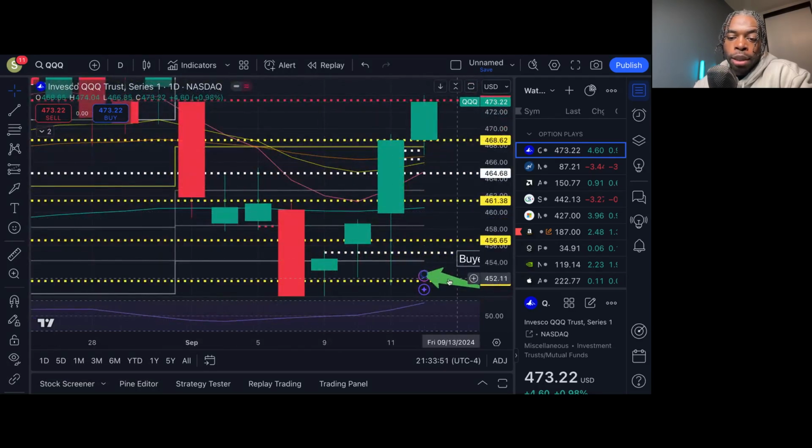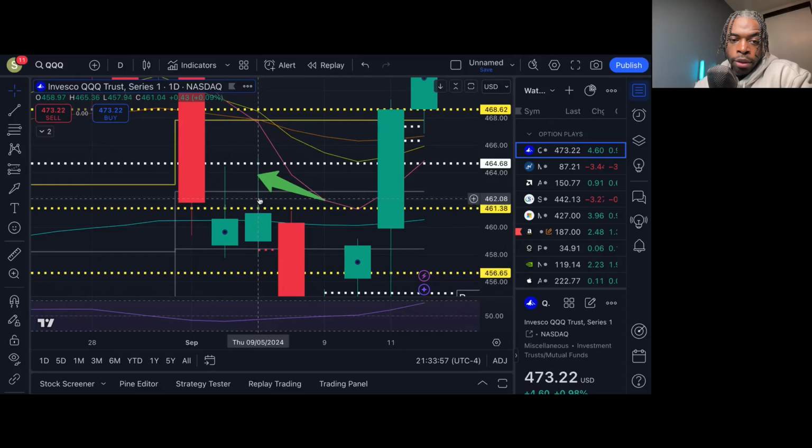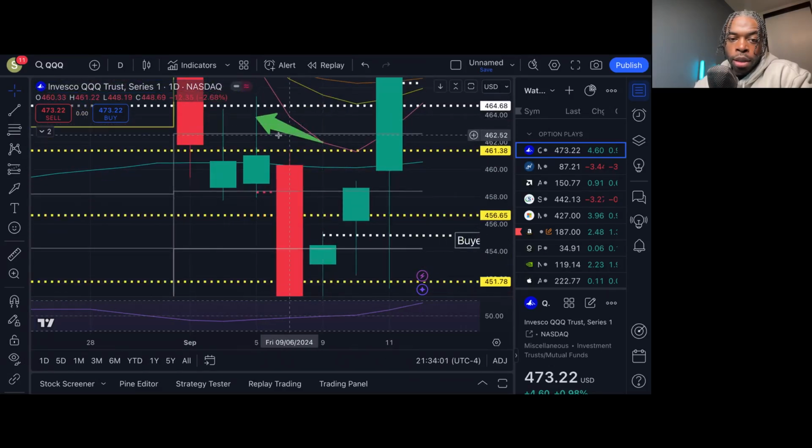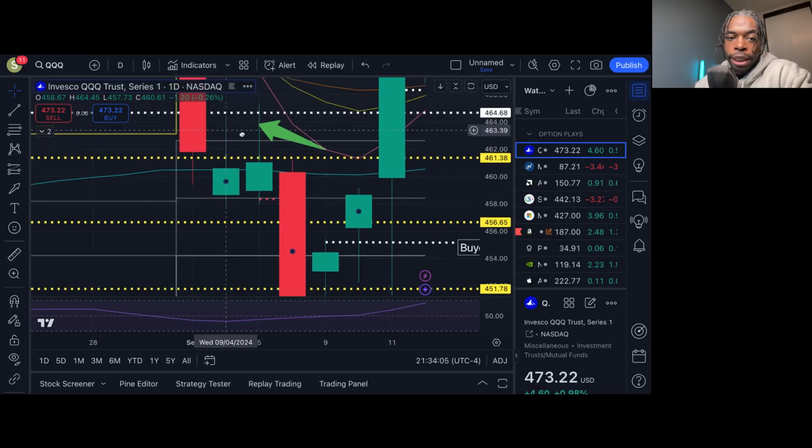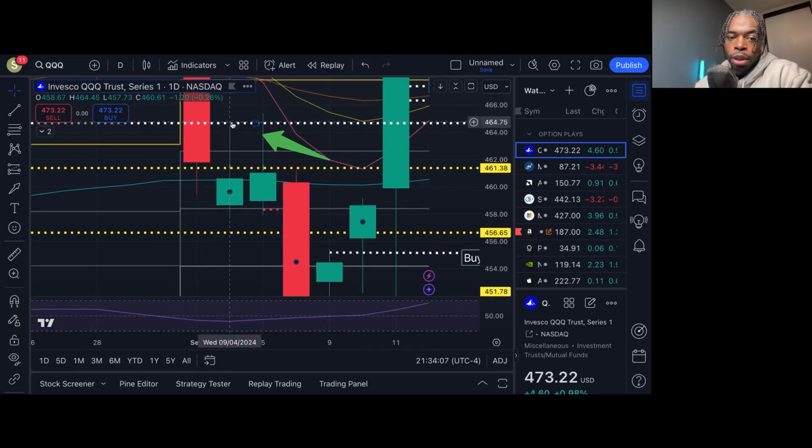Now remember what I said about top side wicks. Top side wicks show you that sellers are stepping in. As we can see here, we have a top side wick, top side wick. So every time someone's trying to buy price up, price rejects. Remember, when we fail off of a resistance level, that's a rejection.